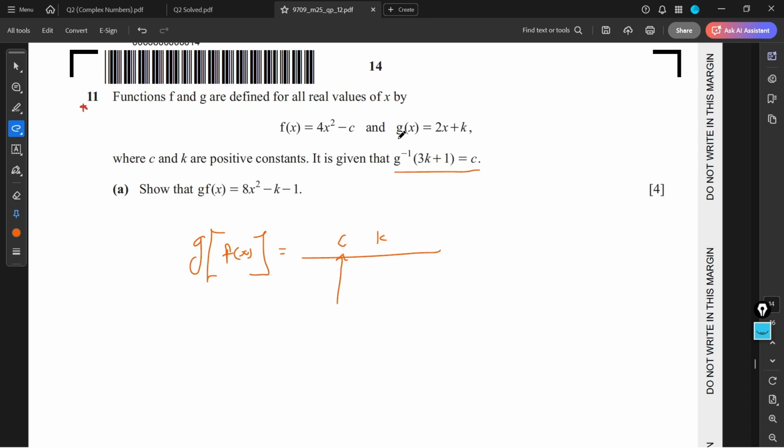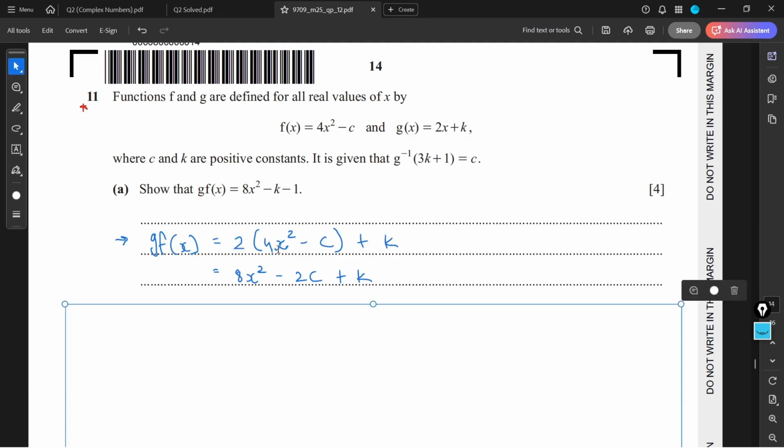You just need to find out my g inverse formula. And from there, you just need to pass the value of x for the g inverse and equate that to c. From there, you will get an equation of c in terms of k, which you can simply substitute over here. And then you can simplify that equation to finally get the composite function g of f of x just in terms of k. So let me show you how to solve this.